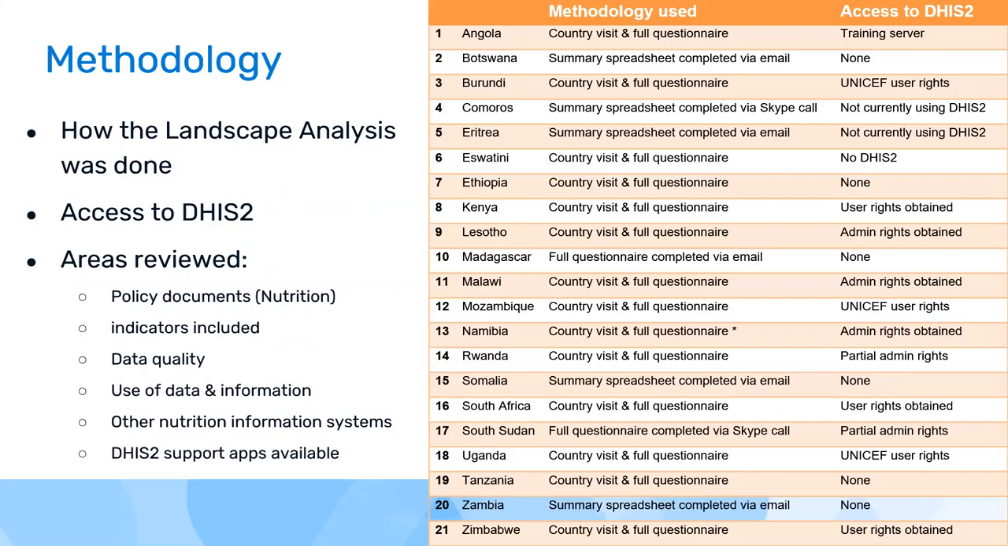So in order to do this assessment of looking at routine nutrition data, I needed access to DHIS2. And then I also looked at what policy documents, what indicators did they use, aspects related to data quality, how did they use it, and other information systems. So here we just have a list of all the countries, what they were using, what sort of rights and what sort of access I had to DHIS2 to do an assessment.